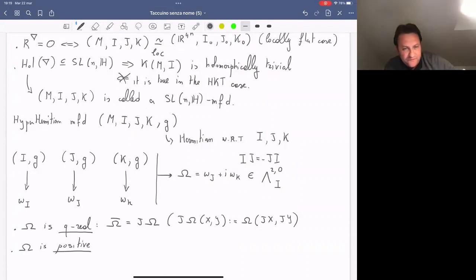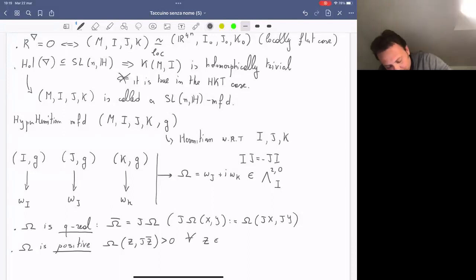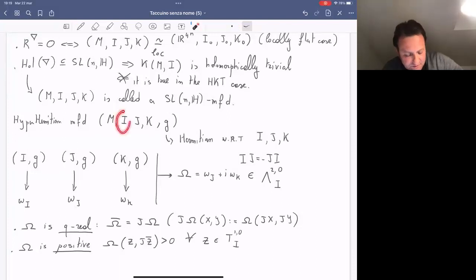In the sense that if we do omega of z j z bar, this is positive for every z, vector field of type (1,0) with respect to I. So remember that I is the first complex structure, J is the second complex structure. So it is real in some sense, and it is positive in some sense.